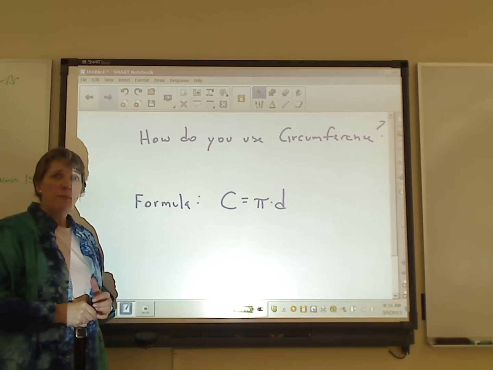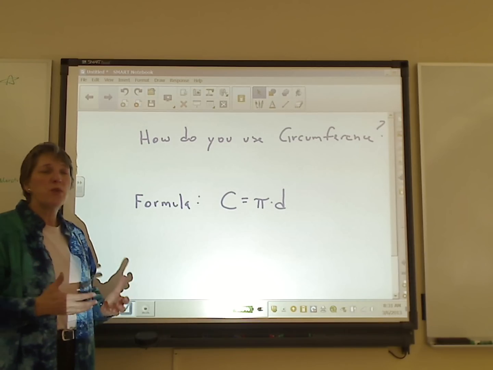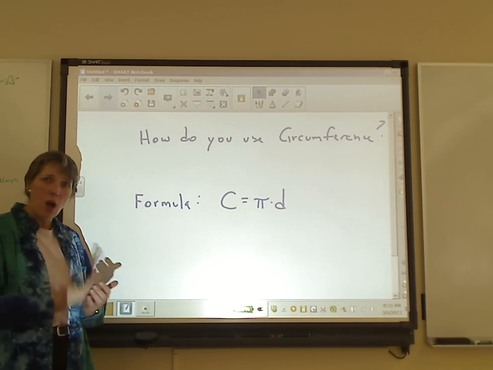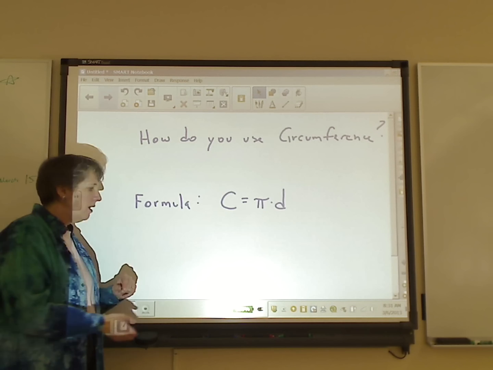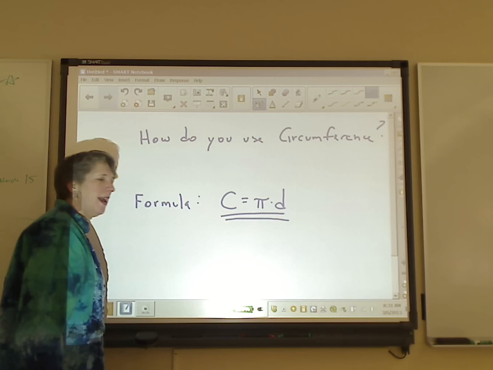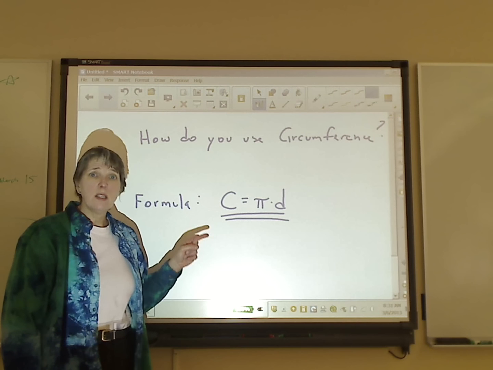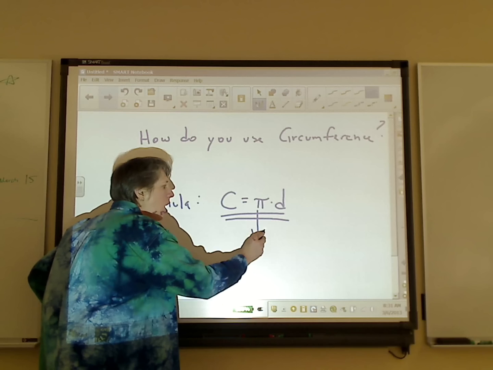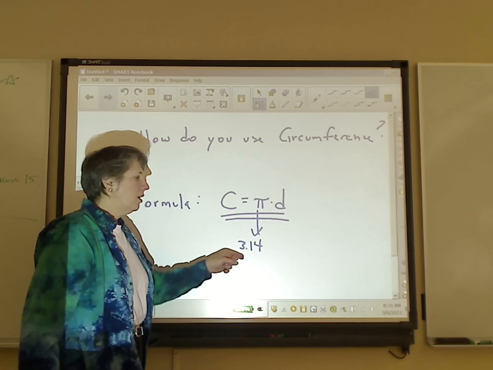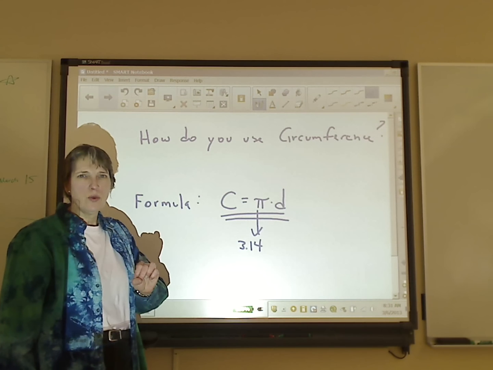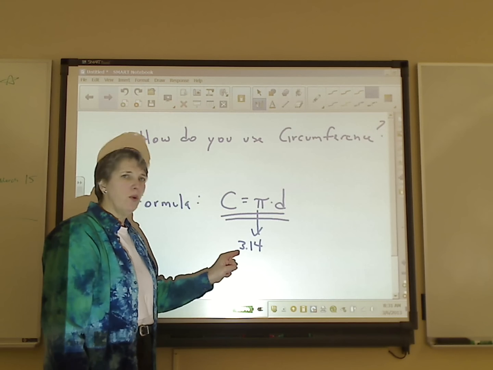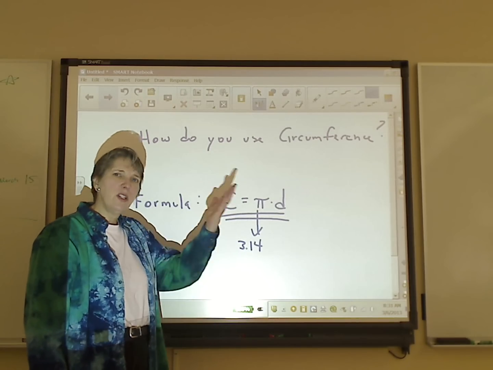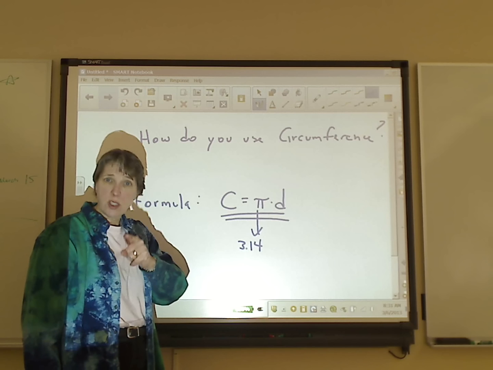And there's a formula. Whenever it says find the circumference, you know you're talking about the distance around a circle. The distance around a circle is always circumference. The formula is C equals pi times d. C is circumference, always a capital C. Pi, we always use 3.14. I know it goes on forever, but we only use 3.14. And the diameter is the distance across the circle through the center point.